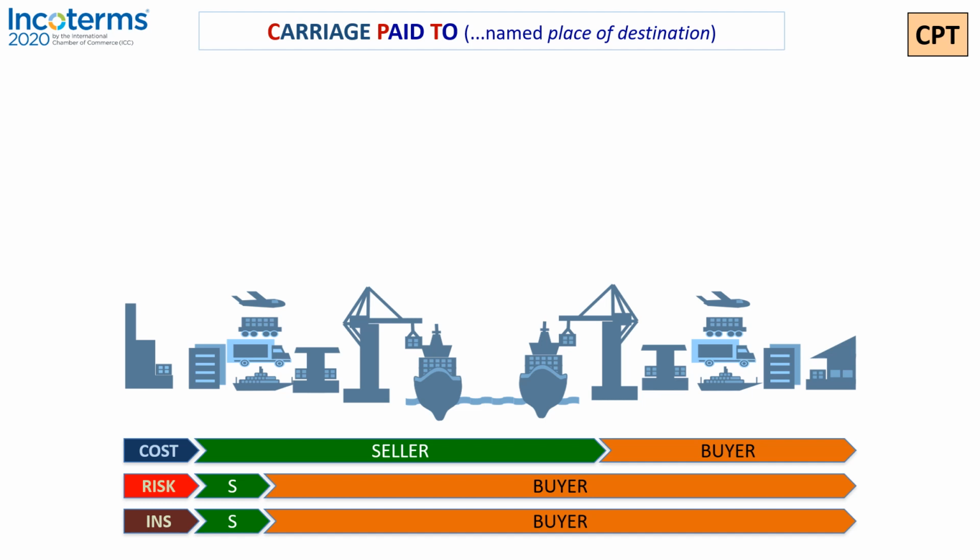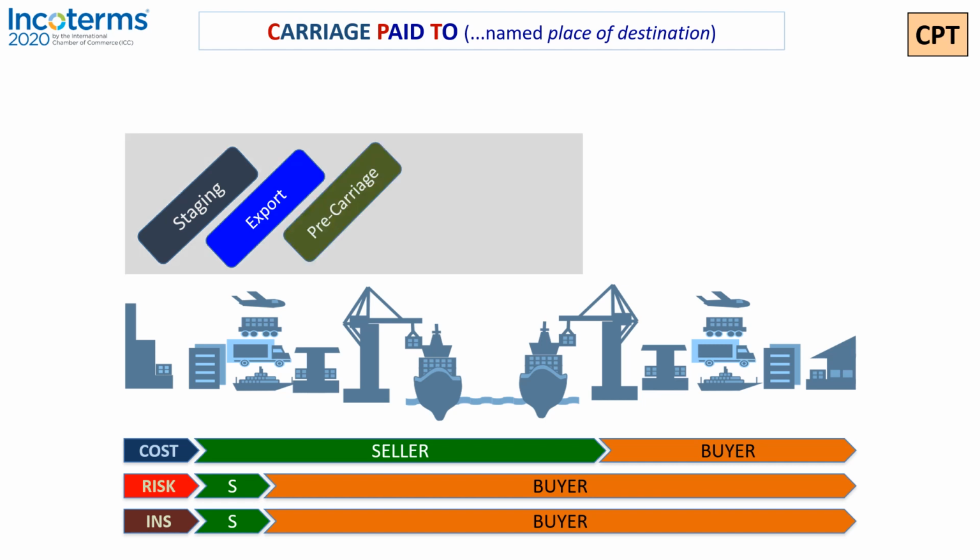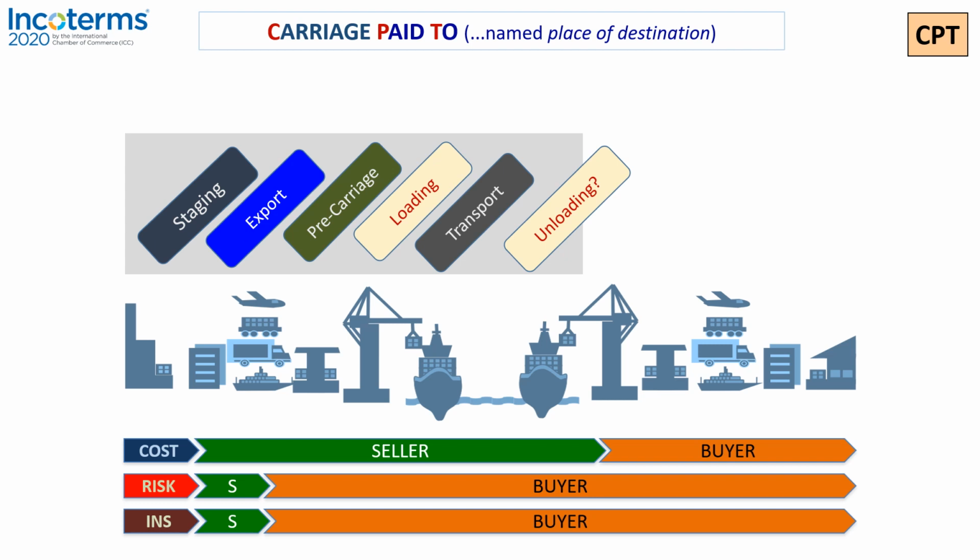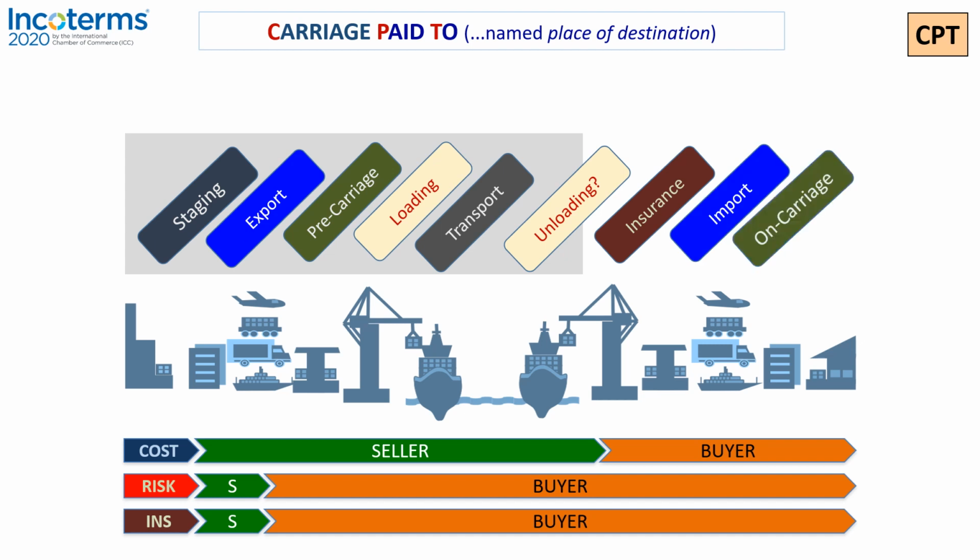So quickly analyzing the cost, the elements of the responsibility: staging, export clearance, even the pre-carriage, the loading onto the main carriage, transportation cost for the main carriage, and offloading in certain cases. Again, I put a question mark, I'll come back to that. All this becomes the responsibility of the seller. Insurance, right from the point where the risk is transferred, becomes the responsibility of the buyer because they are carrying the risk. Import clearance is with the buyer, any on-carriage, etc., and offloading from that final vehicle, everything remains as a responsibility of the buyer.